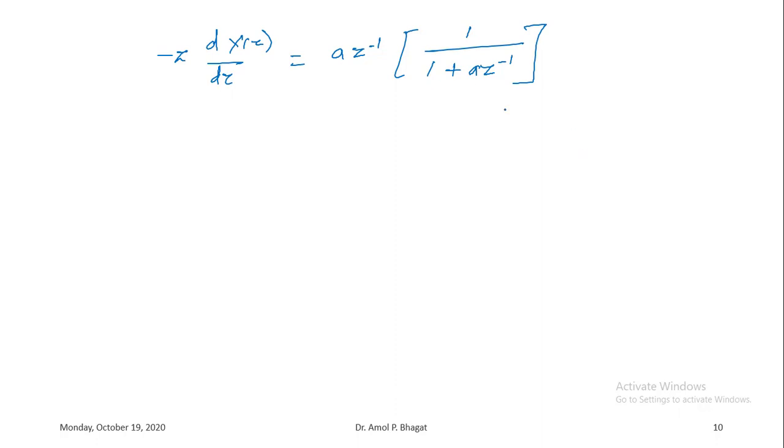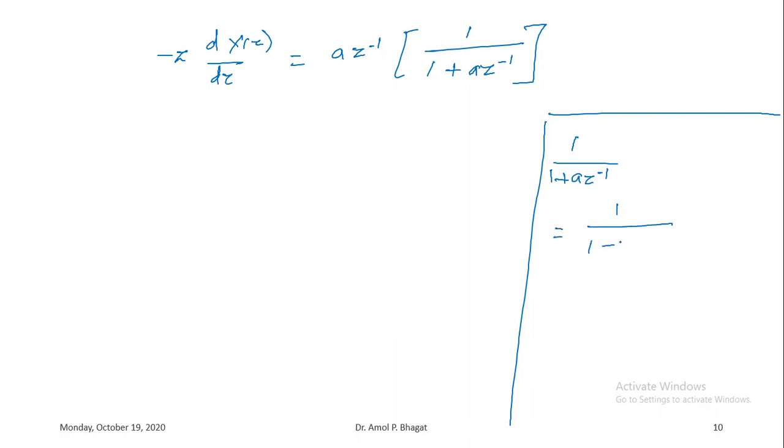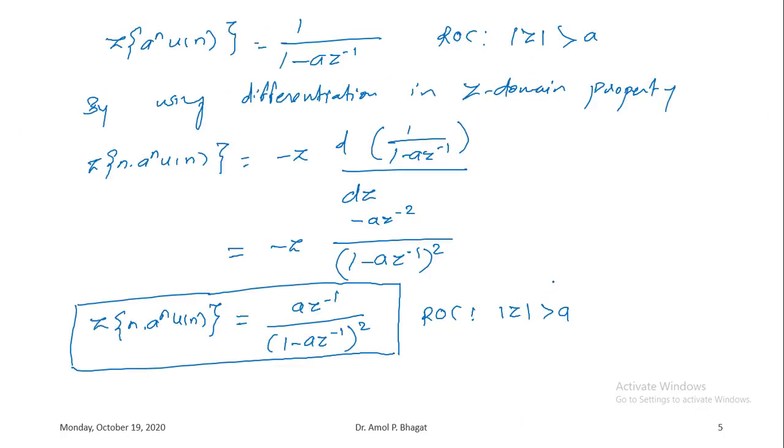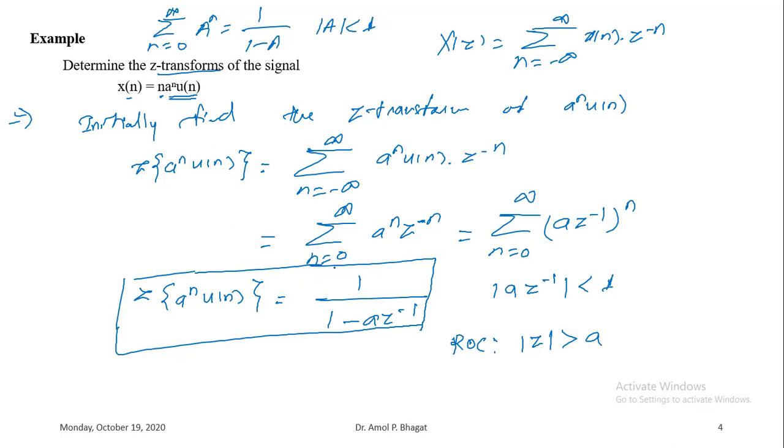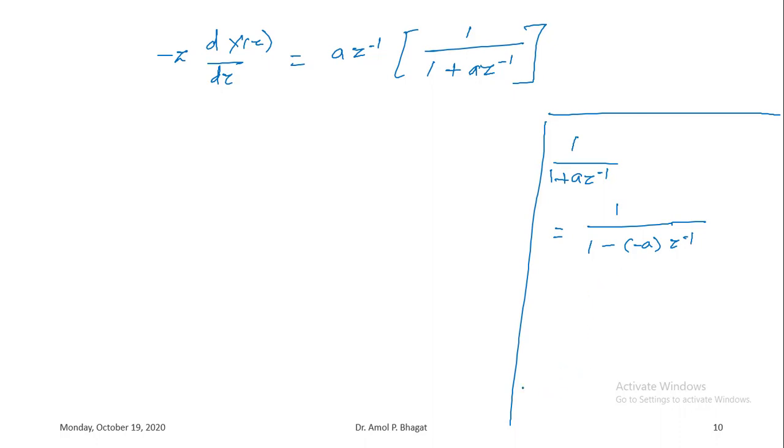But we know that this term, 1 upon 1 plus a z inverse, I can write as 1 upon 1 minus (minus a) z inverse. We have just seen the z transform of a to the power n u of n, which we identified in the previous problem: it was 1 upon 1 minus a z inverse. So what is the difference between these two terms? Here it is minus a and there it is a.